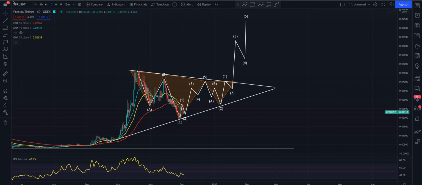Currently I'm looking at XPR USDT. This is on a daily time frame. I've got a massive thought experiment going on here. It might look a bit crazy, but I'm going to break it down for you, right?